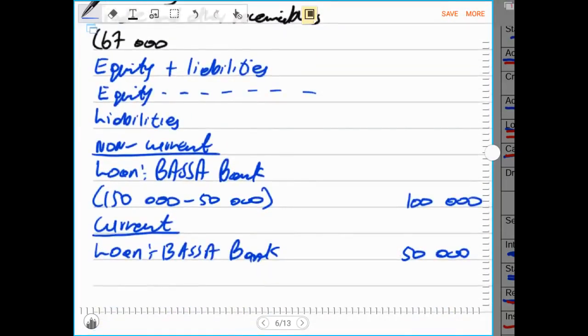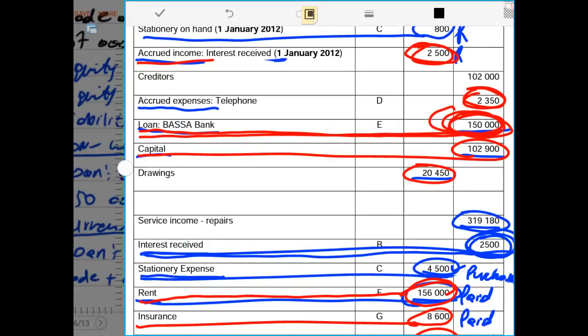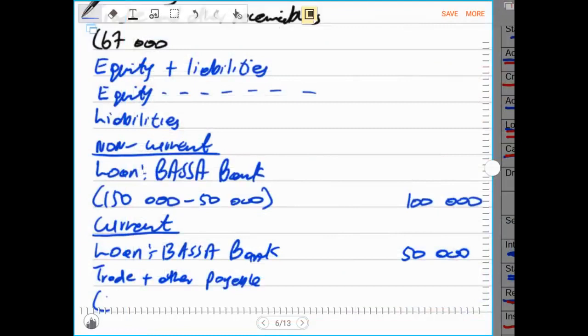Then after, we record our trade and other payables. Under trade and other payables, we have to record the amount of the trade payables that we see in the trial balance. In the trial balance, we have creditors, which is trade payables of 102,000 rands. So we start with the 102,000 rands and record that as is, and say 102,000 rands is our trade and other payables.